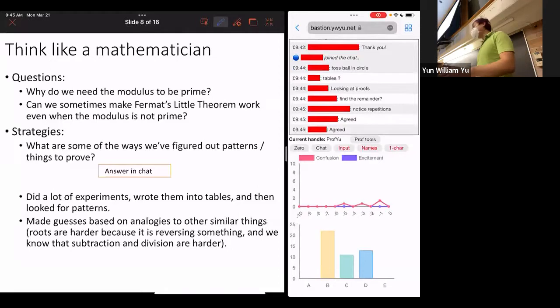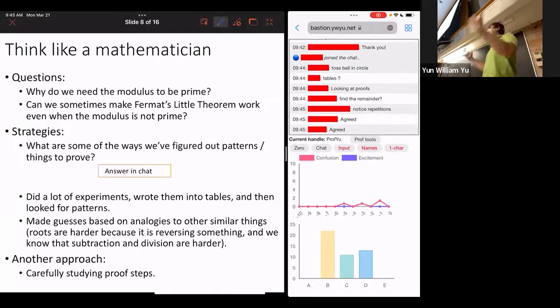Today, and on Wednesday, we're going to spend some time and really dig into another approach, which is one of the other ways that mathematicians approach these things, which we haven't covered as much because it is in some ways a little bit harder. It's certainly a little bit different. But another way that mathematicians figure these things out is by carefully studying proof steps. So like operating in the realm of pure logic and trying to figure things out just by thinking about them, without necessarily doing a lot of experiments to point you in which direction to think.